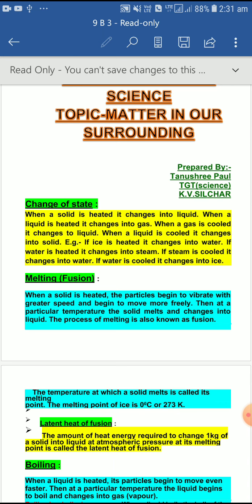Now what is latent heat of fusion? The amount of heat required to change 1 kg of solid into liquid at its atmospheric pressure at its melting point is called latent heat of fusion. I am again repeating, the amount of heat required to change 1 kg of solid into liquid at its atmospheric pressure at its melting point is called latent heat of fusion.